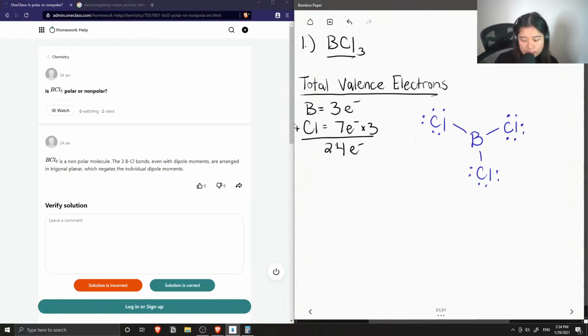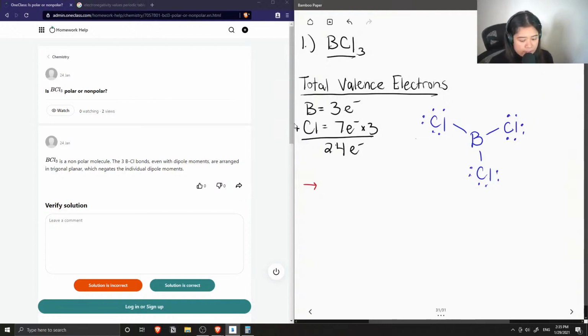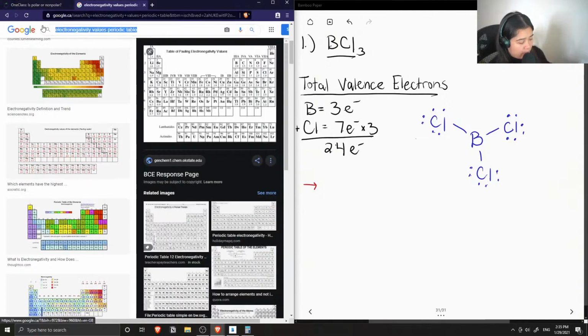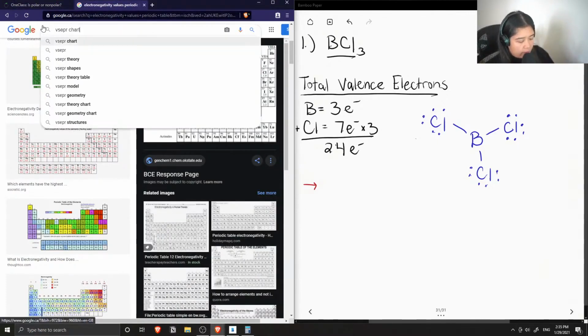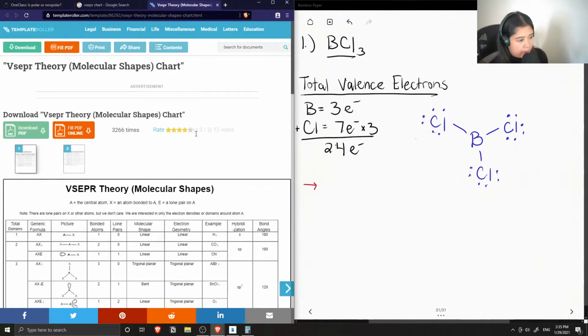So if I count out how many electrons I've drawn so far, each bond contains 2 bonding electrons, and each of the chlorines contains 6 non-bonding electrons. So in total, I have my 24 valence electrons already drawn. Now we can analyze our structure and see the type of structure by using a helpful VSEPR chart. I'm just going to look up a VSEPR table that'll tell us the type of molecular shape we have for this molecule.